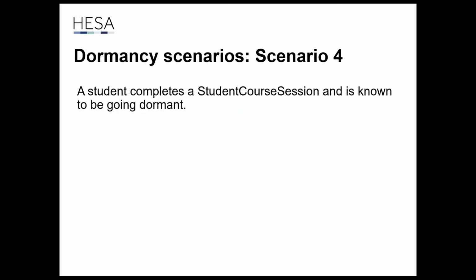Scenario 4 then, a student completes a student course session and is known to be going dormant. So in this example, rather than going dormant partway through a student course session, the student completes their year of study as expected, but at the end of that year of study, when the provider returns that information to us, they know the student is not expected to come back the following year. So say the student is finishing their student course session in reference period 3, but they know that they're not expecting to come back in the autumn to start their next year of study. So the provider can tell us that at that point at the end of that student course session. And this is how they do that.